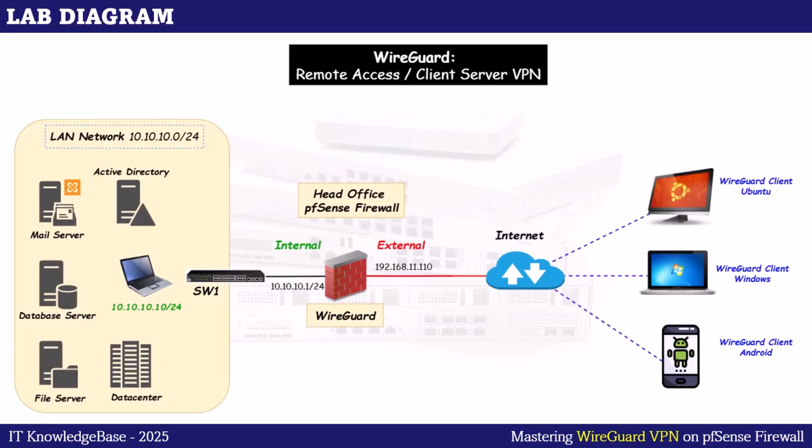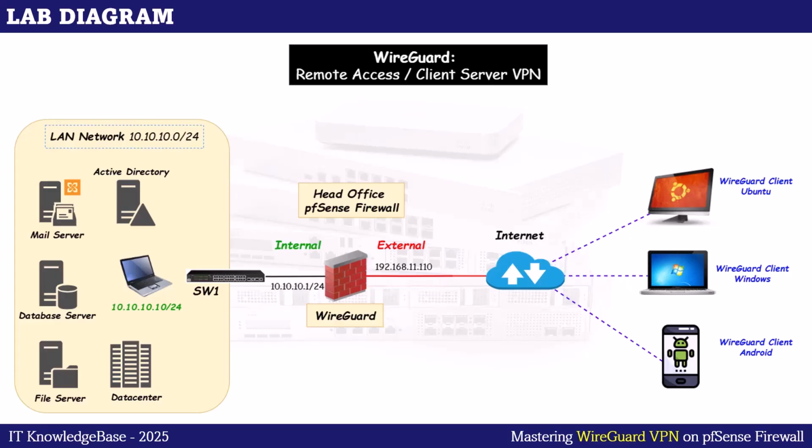Here is my head office side lab network diagram. In the pfSense firewall, I will add two network interface cards, or NICs. The first NIC will be used for the LAN with the IP address of 10.10.10.1/24 subnet, and the second NIC will be used for the external interface, or internet facing interface, with the IP address of 192.168.11.110 provided by my ISP.